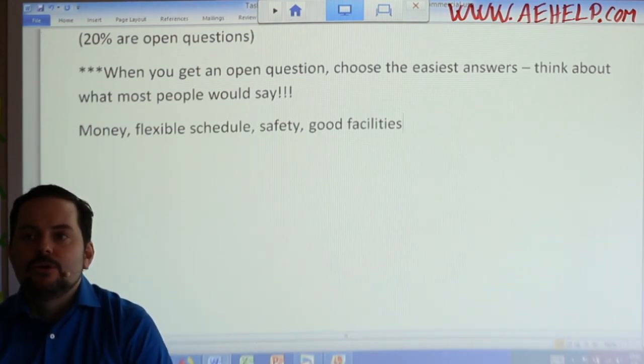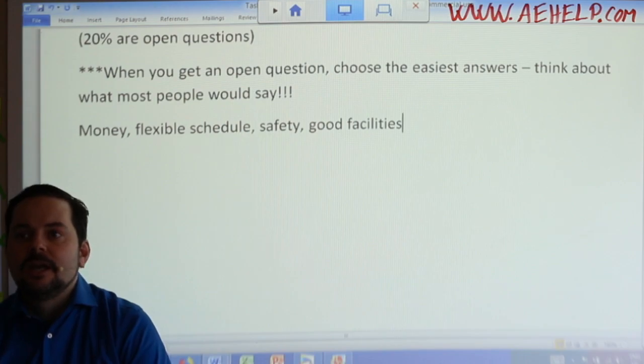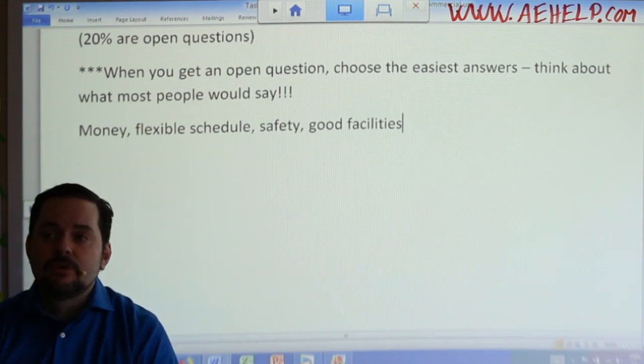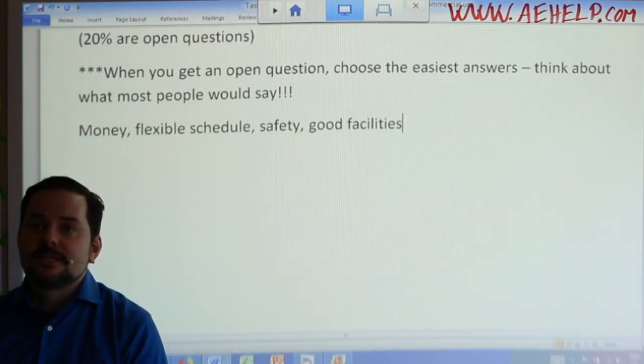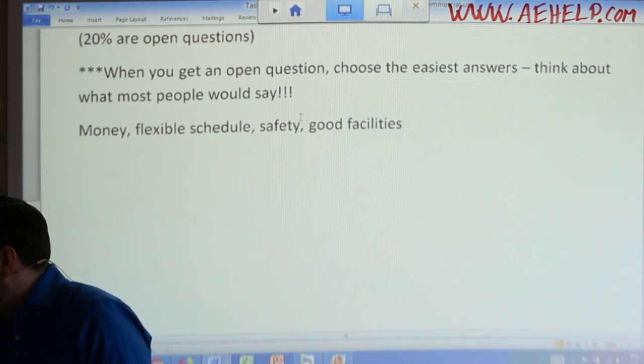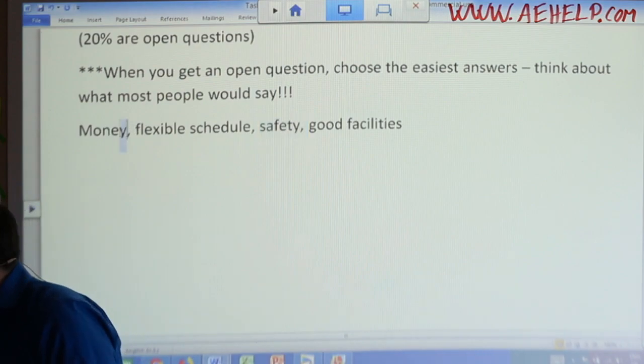So again, think about majority, right? If you are looking at the chat right now, you should realize that most of you are saying money and safety. Good facilities can also be grouped with safety. When you have good facilities, it usually increases safety. So money and safety are definitely good choices here. Great choices.